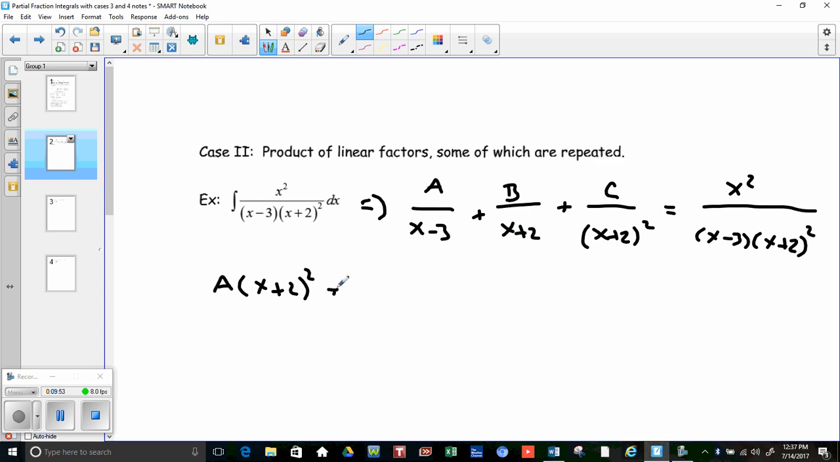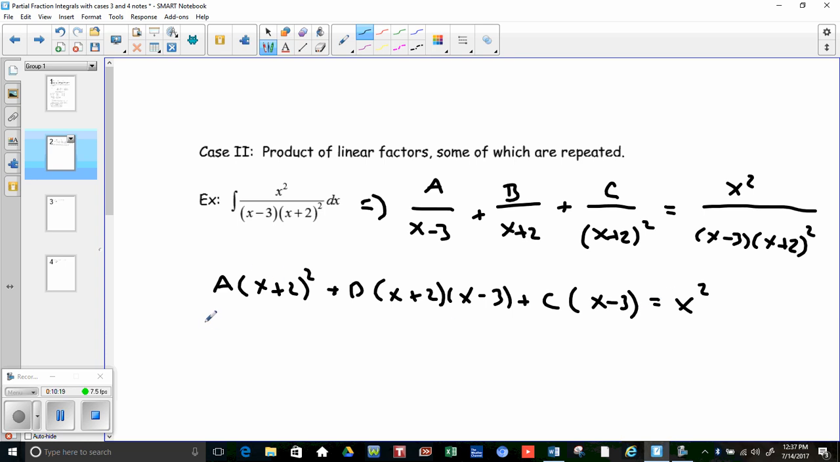So B gets multiplied by x plus 2, x minus 3. And the C has both of the x plus 2's. It's missing the x minus 3. So when it gets multiplied, all we'll have left over is the x minus 3. And then multiplying the entire right side by the common denominator leaves us with x squared.